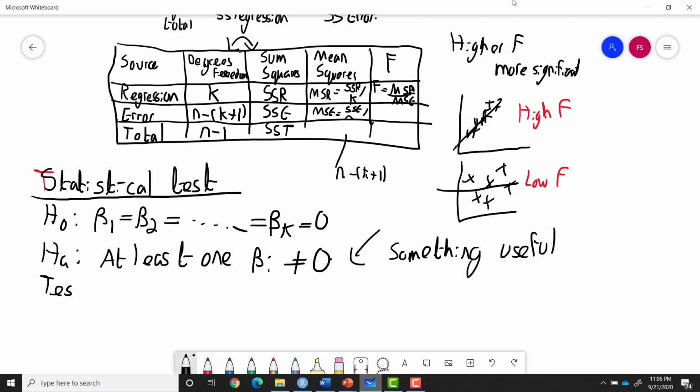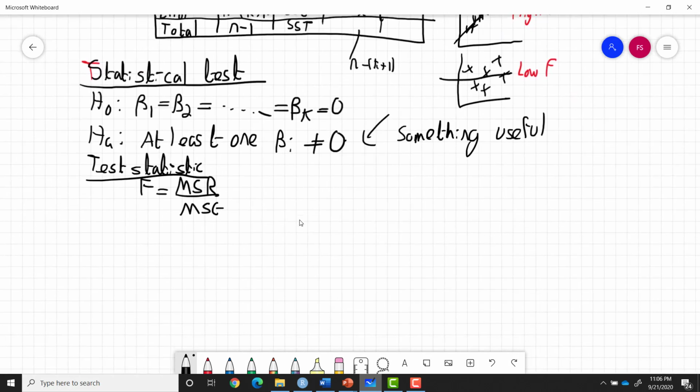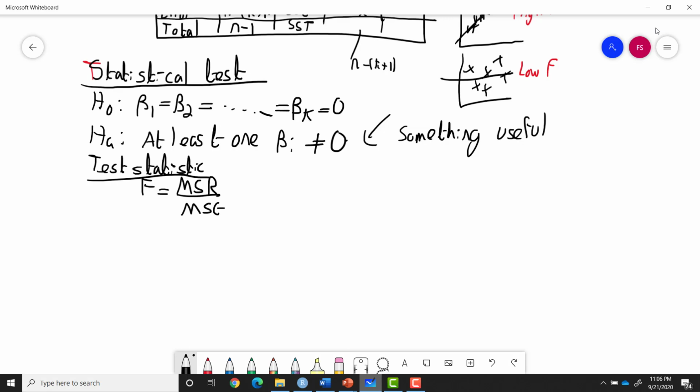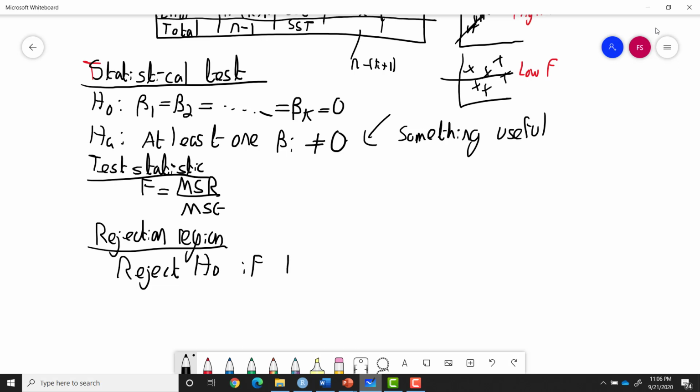And my test statistic is F, which is the mean squared regression over the mean squared error. And we're going to have a rejection region. We're going to reject H0 if F is greater than F alpha, and we have 2 degrees of freedom, which we actually take from the ANOVA table, which I've just hidden.